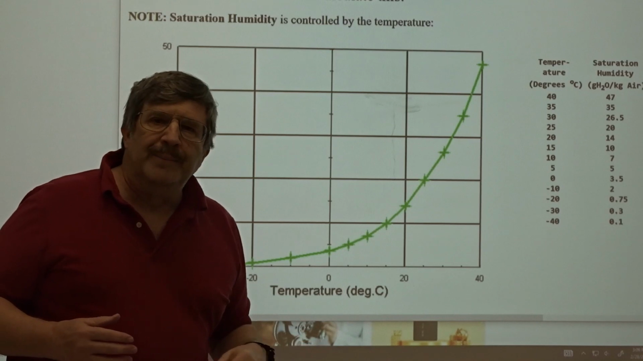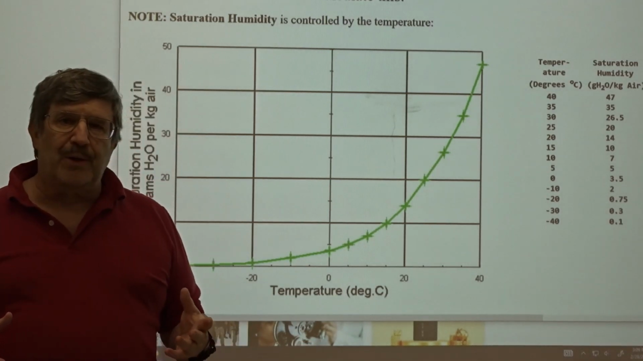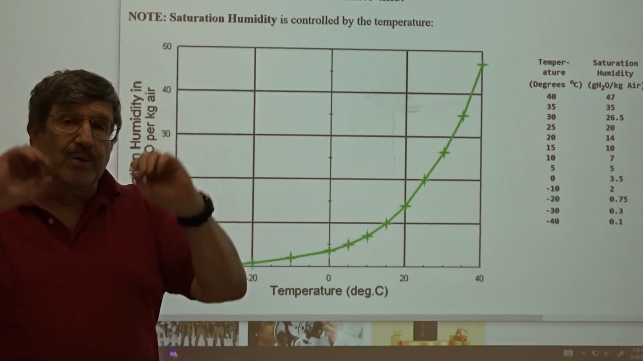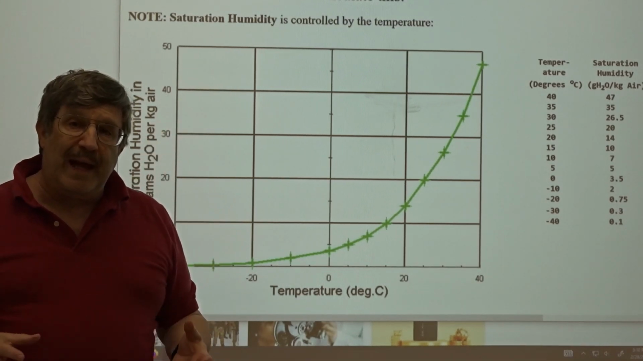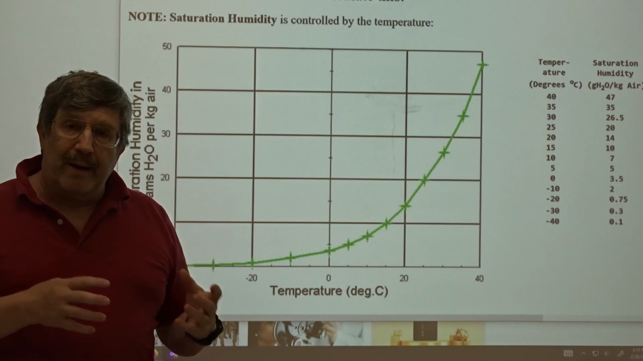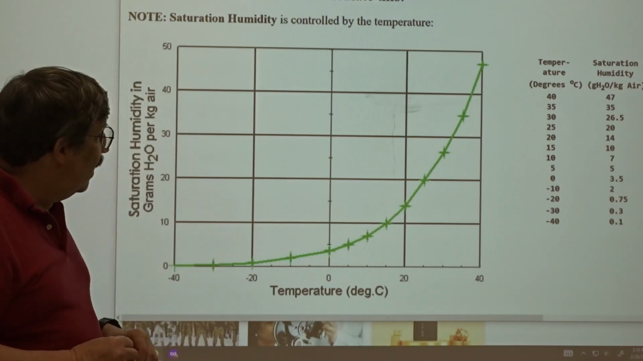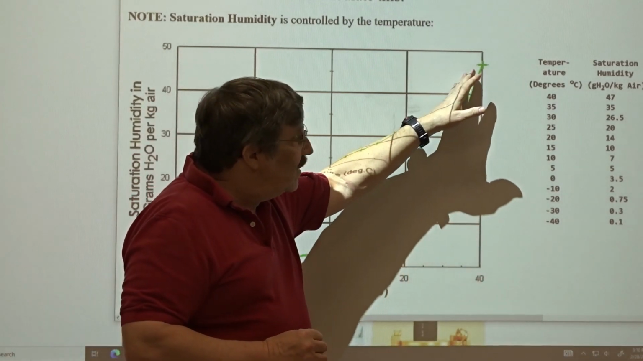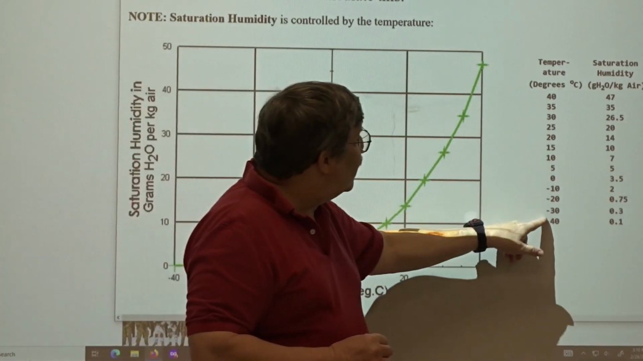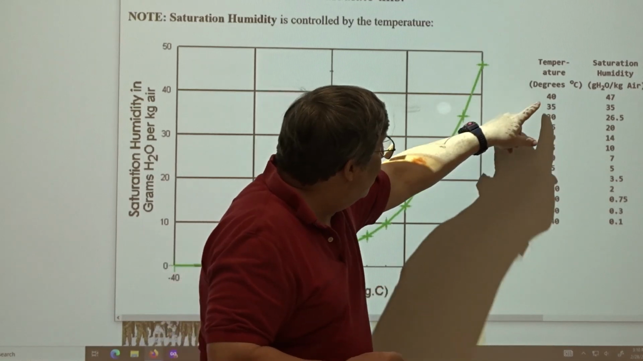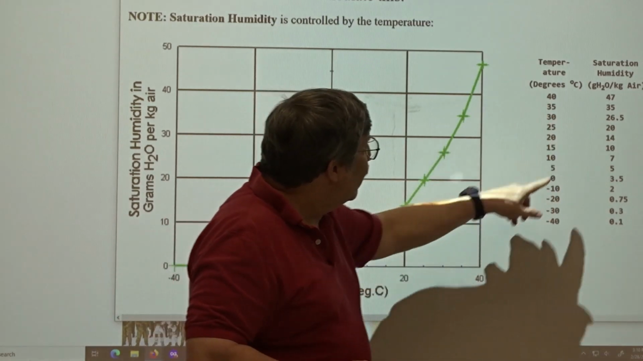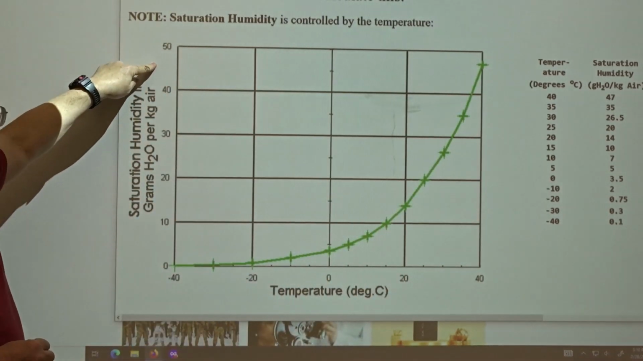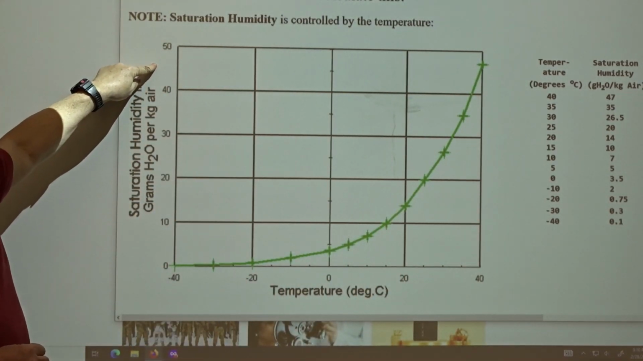Think of it this way. The higher the temperature, the faster the molecules are moving around, and the more molecules can be evaporated into the atmosphere at higher temperatures. So this graph is a graphical way of looking at this table. Notice at 40 degrees Celsius right here, the saturation specific humidity is 47 grams of water per kilogram of air.